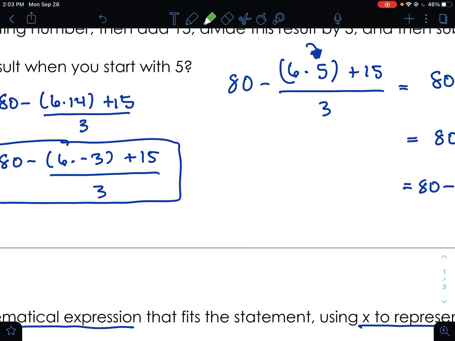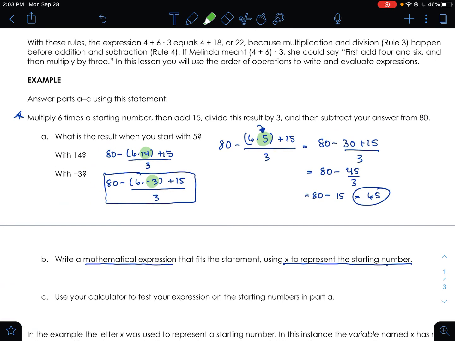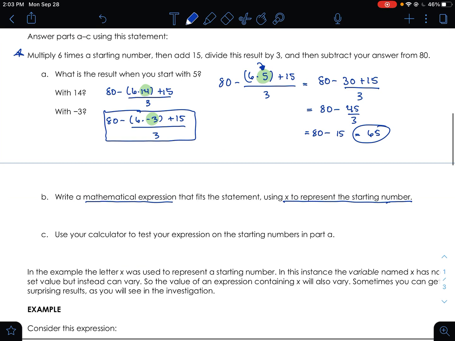So our starting numbers were 5, 14, and negative 3. We're going to replace that with x. So for a mathematical expression, we would have 80 minus 6 times x plus 15 divided by 3. This mathematical expression represents the mathematical statement we've been dealing with up here. And so that's how we would represent that.